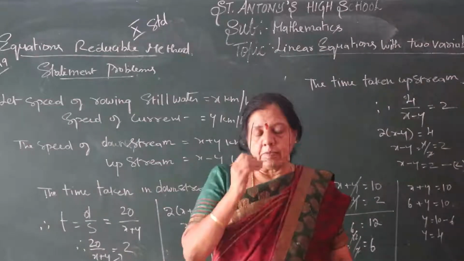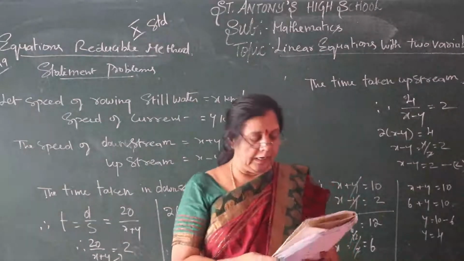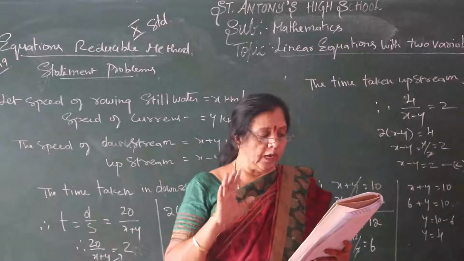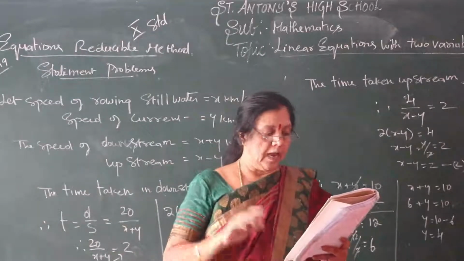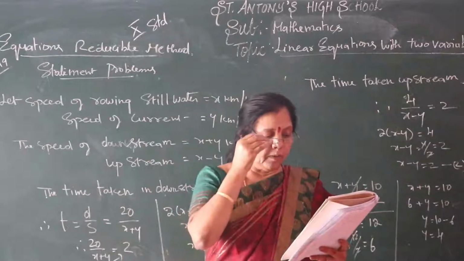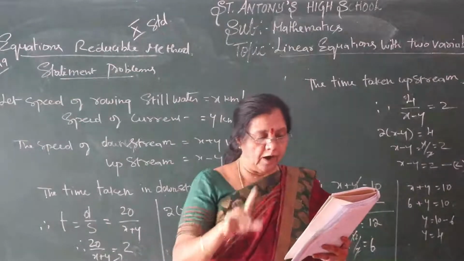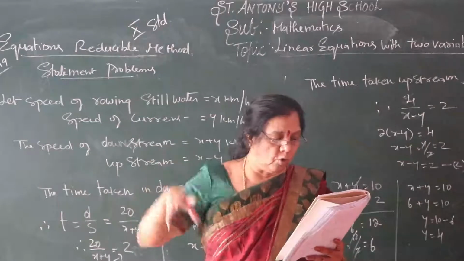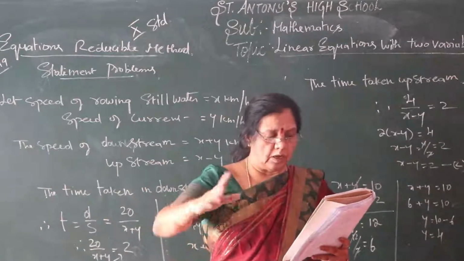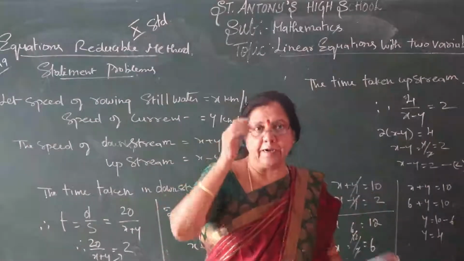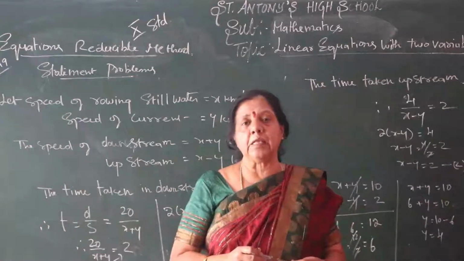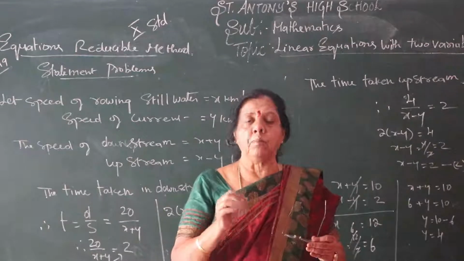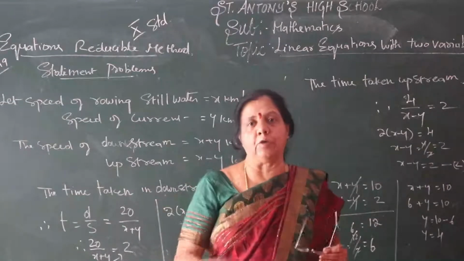So let me once again read this one. Ritu can row downstream 20 kilometers in 2 hours and upstream 4 kilometers in 2 hours. Find the speed of rowing in still water and speed of current. Both you have to find out, children. But it is very easy. You have to practice this one, then only you can do it.